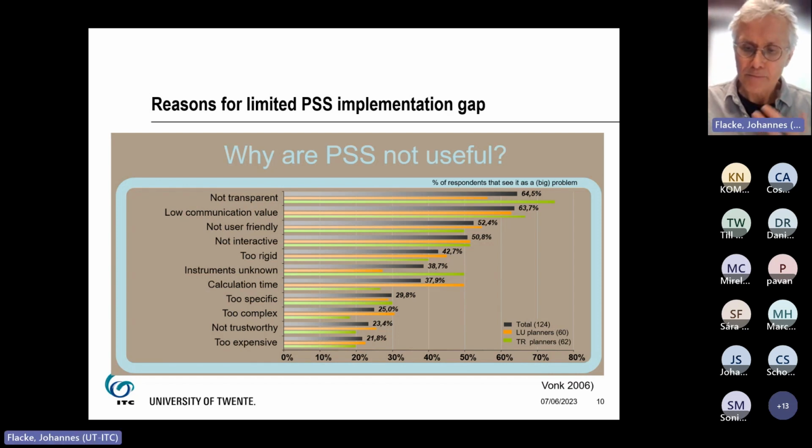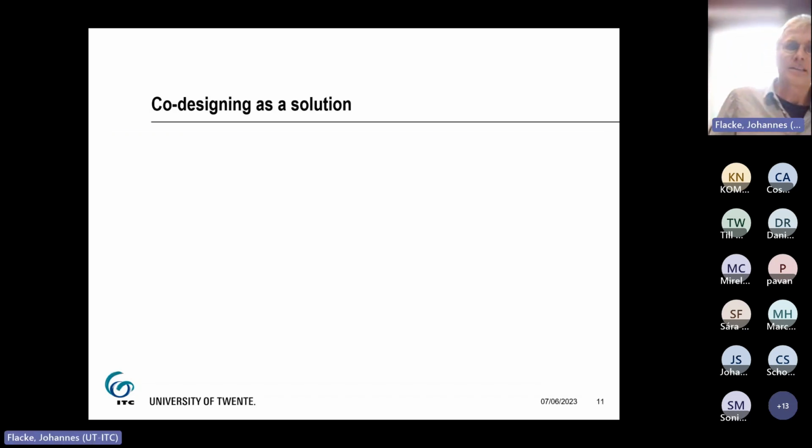And that is my bridge now to co-design, because co-design has been discussed for a couple of years as one solution to overcome this implementation gap. So why do we co-design tools? Because we want to make tools that are better used in planning practice by practitioners, by planners, by stakeholders to inform processes beyond academic projects and beyond the end of the project, so that the tool is used by the municipality, by the planning agency in charge.